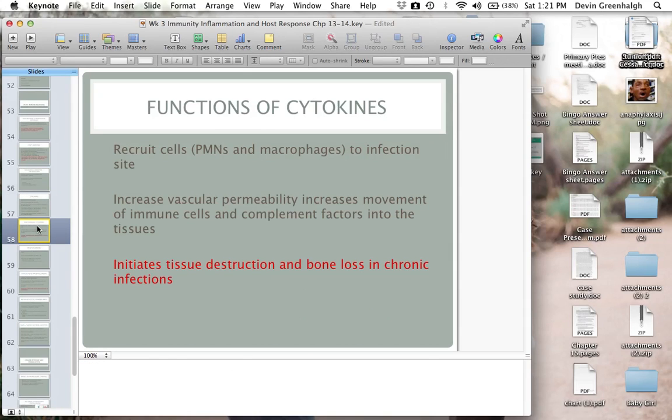Function of cytokines. What do they do? Cytokines recruit cells. What are the cells they recruit? Neutrophils and macrophages. They also increase permeability, which increases movement of immune cells and complement factors. What's the number one important red bolded thing that cytokines do? They initiate tissue destruction and bone loss in chronic infections. So we talked about how a pathogen in your mouth isn't going to cause damage until your body reacts to it. But when your body reacts to it, what is released that causes or initiates the tissue destruction? Cytokines.